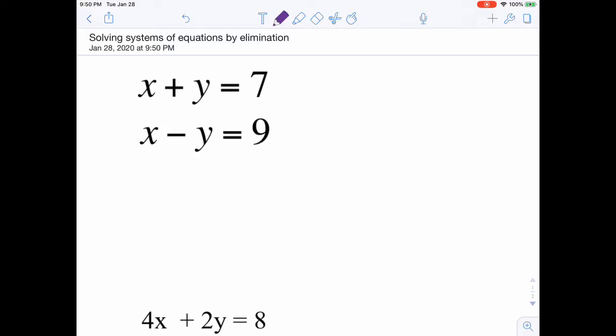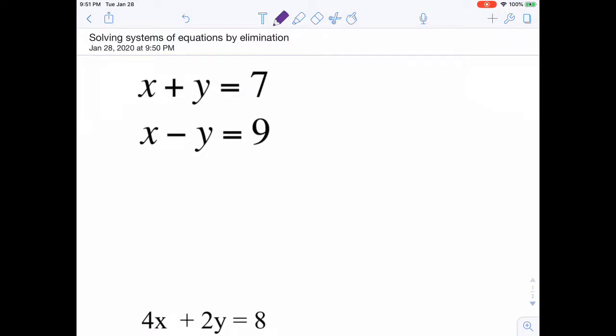Alright, so today we're going to look at solving a system of equations by elimination. Now we talked about substitution earlier. Looking at elimination here, the steps for elimination are: first we're going to line up our equations, making sure the x's over x's, y's over y's, equal signs over equal signs, constants over constants. We have that here already.